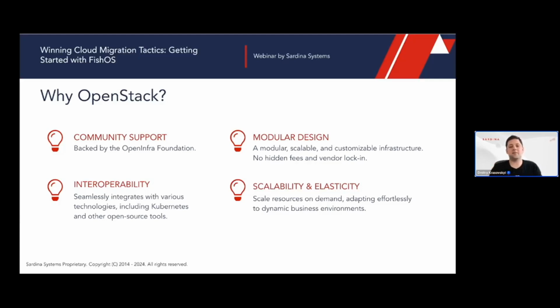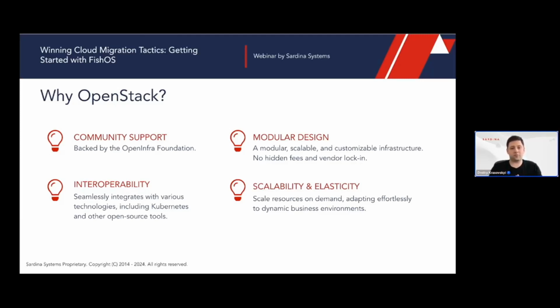Also, OpenStack has a modular design. It's not only scalable and customizable, but also cost-effective. No hidden fees, no vendor lock-in, just a straightforward, efficient infrastructure. What also makes OpenStack a game changer? It's interoperability. OpenStack plays well with different technologies. It can be seamlessly integrated into your existing infrastructure with some proprietary or other open source solutions.